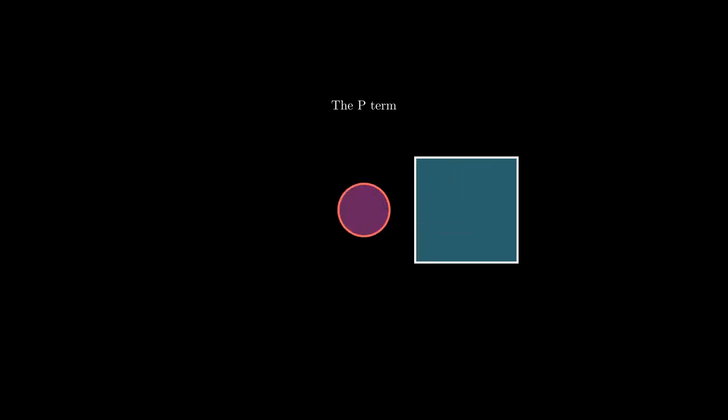Say we have a circle which represents the target position and a square which represents the system's current position. We can calculate the error between these two positions in order to apply a correction for it. The proportional term applies a correction which is directly proportional to the error, giving us this equation. I'll get into what Kp is later on.